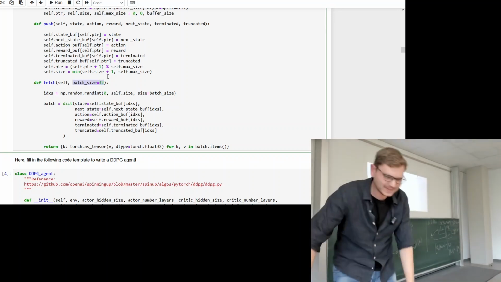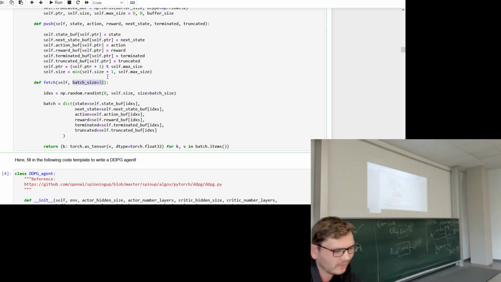How many of those state transitions we are actually trying to take. In our case, it's now 32. So we try to select 32 random, this is important, random transitions from our replay buffer, and they should be random because they should not be correlated. So we try to distribute them kind of evenly around our replay buffer.